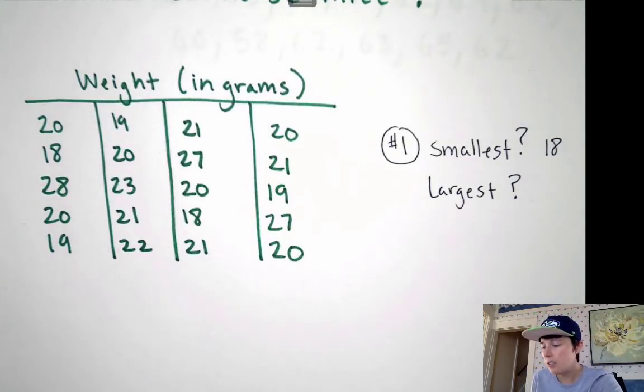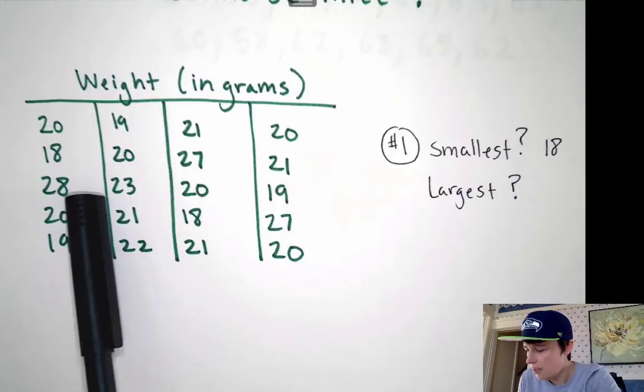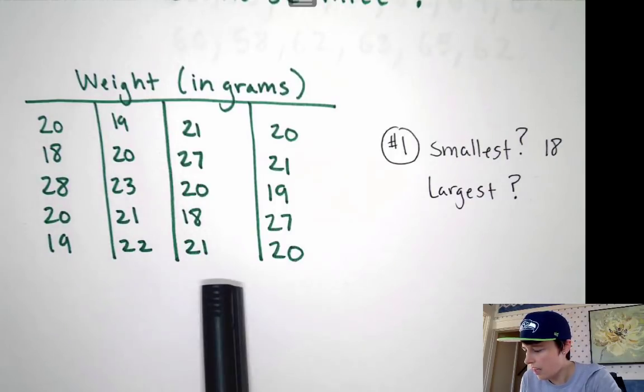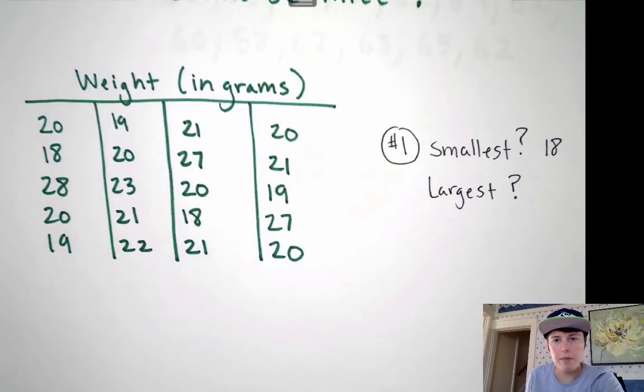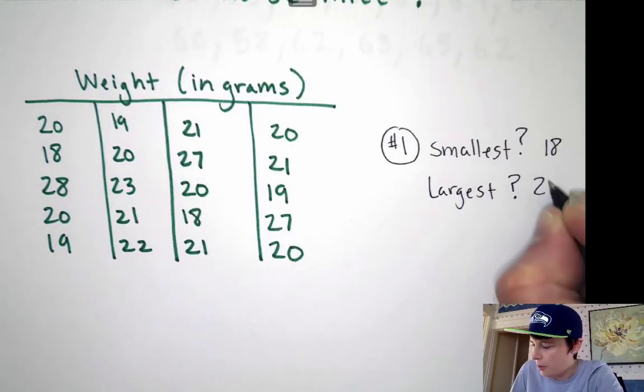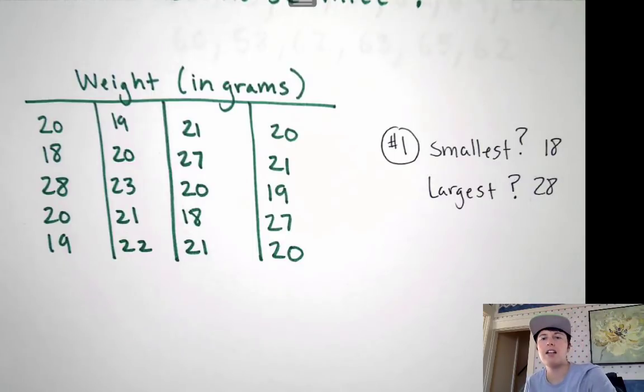What is our largest number? Well, I see 28. Do you see a mouse that is any heavier than 28 grams? I think 28 might be the largest mouse we found. So our dot plot is going to go from 18 to 28.